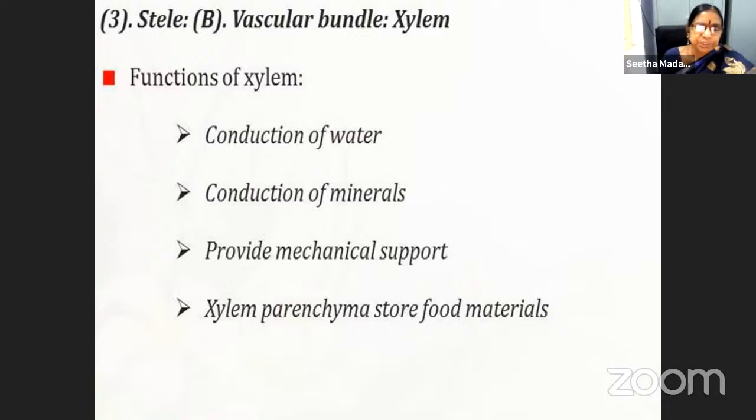Then conduction of minerals. Not only water; with water alone the plants cannot grow well, so minerals are also necessary. Minerals are in dissolved state in the soil itself. Minerals are known as macronutrients and micronutrients. About them you will learn in physiology in the second year. Xylem also provides mechanical support, because being strong it gives mechanical support. And xylem parenchyma stores food materials.